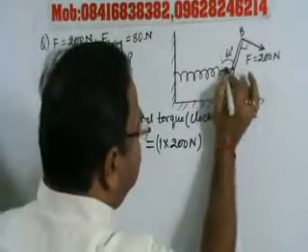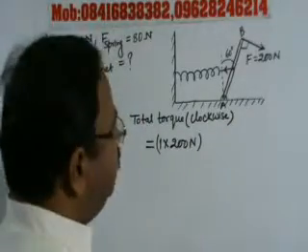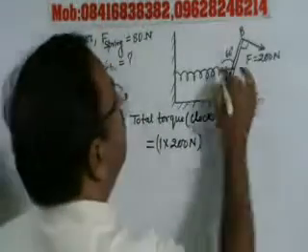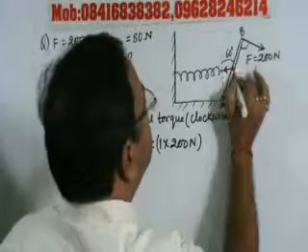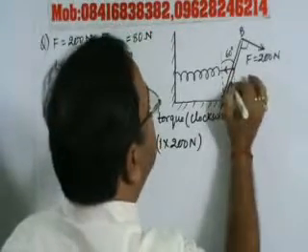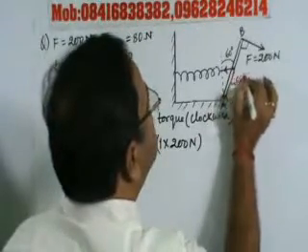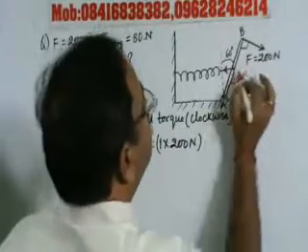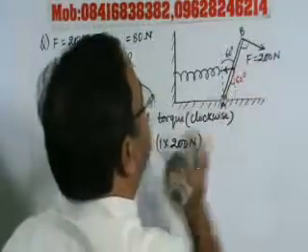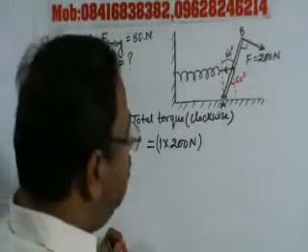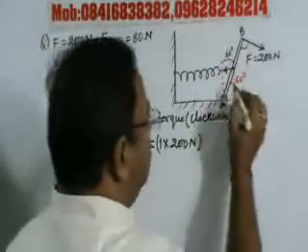This is the direction of the spring force. So this force into the perpendicular arm. Now this angle is 60 degree. So this will be the perpendicular arm. This angle will be equal to 60 degree. And so what is the perpendicular arm? This will be the perpendicular arm. Right? This angle is 60 degree.